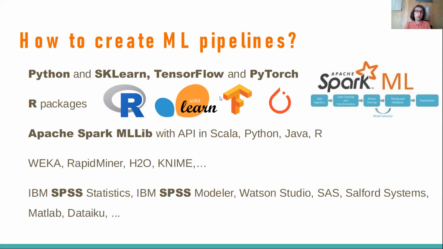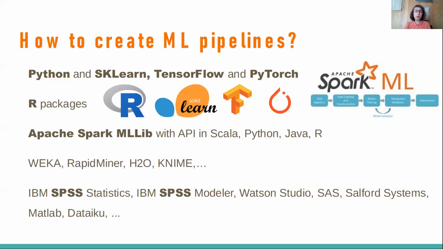And R, of course, has thousands of packages of various statistical and machine learning analysis. And if you have larger distributed data, then you would want to use Hadoop, Apache Spark, etc. And Apache Spark machine learning library has APIs in Scala, Python, Java, and R. But the core Spark is in Scala, while Hadoop is in Java. And then there are open source tools like Weka, RapidMiner, H2O, KNIME, etc.